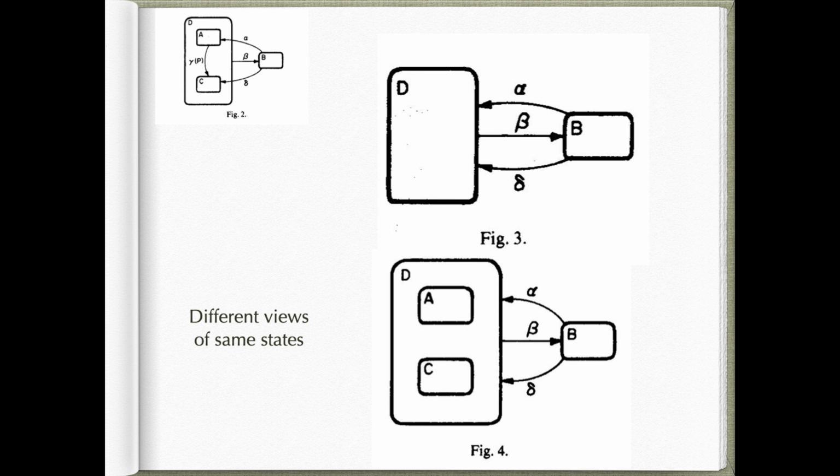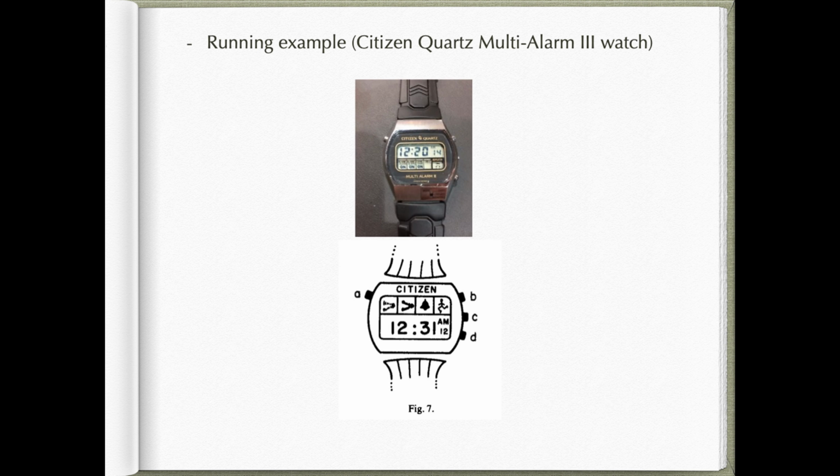Figure 3 shows only two states, B and D, and the transitions between them. It doesn't show any breakdown for state D and doesn't show any breakdown for state B. Figure 4 shows that D breaks down into states A and C, but doesn't show any of the details of transitions between them.